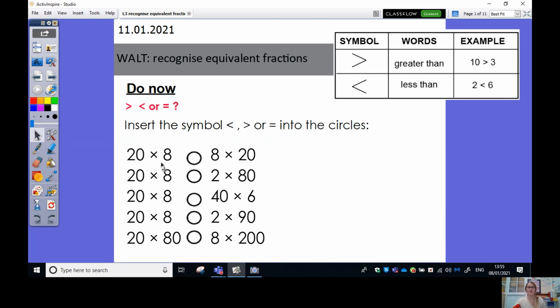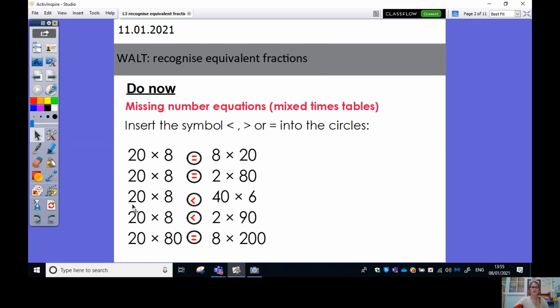Okay, hopefully you've managed to have a go at those. Let's have a look at the answers. So in the first one, 20 times 8 and 8 times 20, they were equal. In the second one, they were also equal. In number 3, 40 times 6 was greater than 20 times 8. In the next one, we had 2 times 90, which was greater. And then in the last one, they were equal.